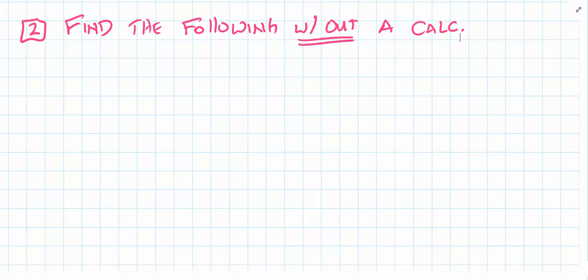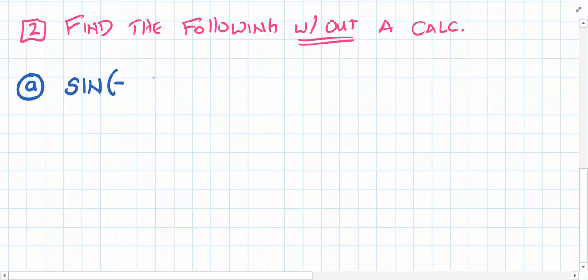Okay, let's do another example. We're going to find the following without a calculator. So not going to use a calculator. We're going to think our way through all these problems together, okay? Here's the first one that I'm going to give you. I'm looking for the sine of negative 210 degrees. The sine of negative 210 degrees.